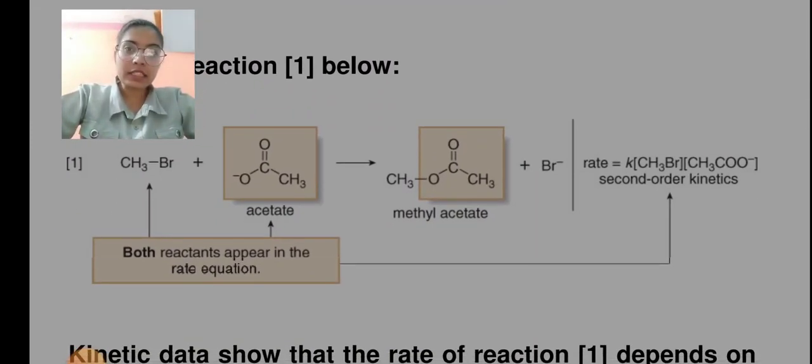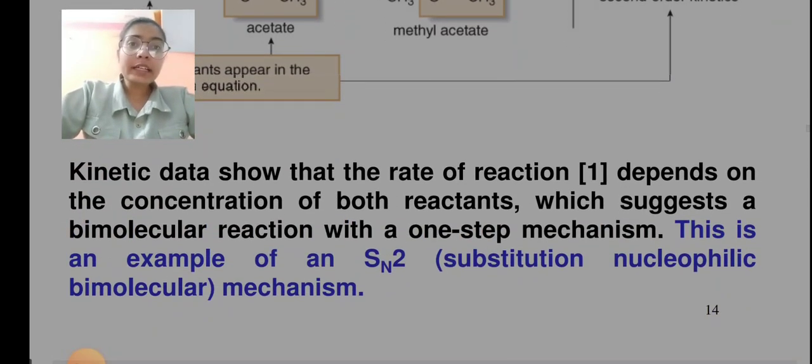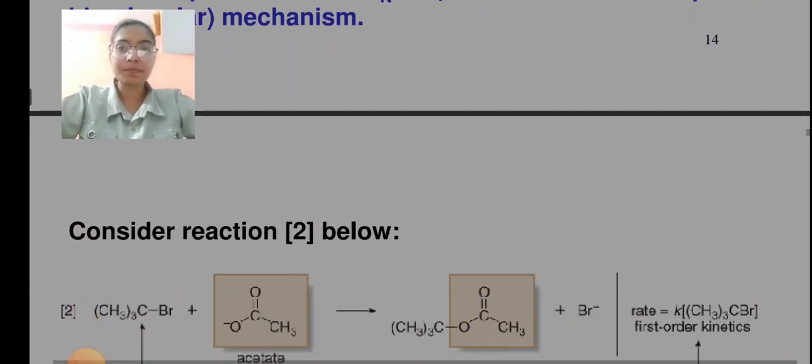Here we can see a reaction where CH3Br plus acetate ion is reacted and it gives methyl acetate plus bromide ion. Kinetic data shows that the rate of reaction depends on the concentration of both reactants, which suggests a bimolecular reaction with a one-step mechanism. This is an example of an SN2, substitution nucleophilic bimolecular, mechanism.